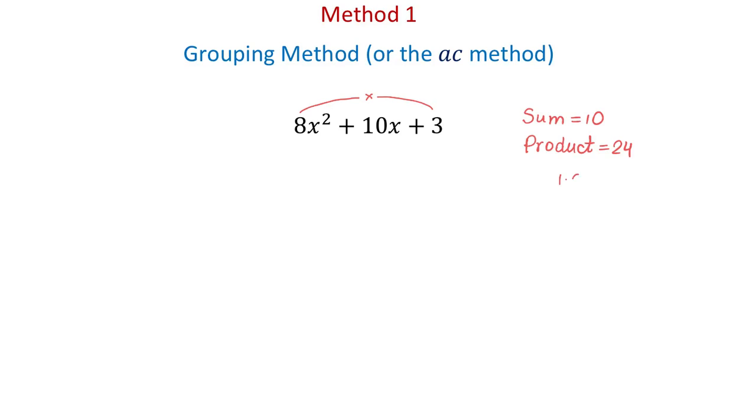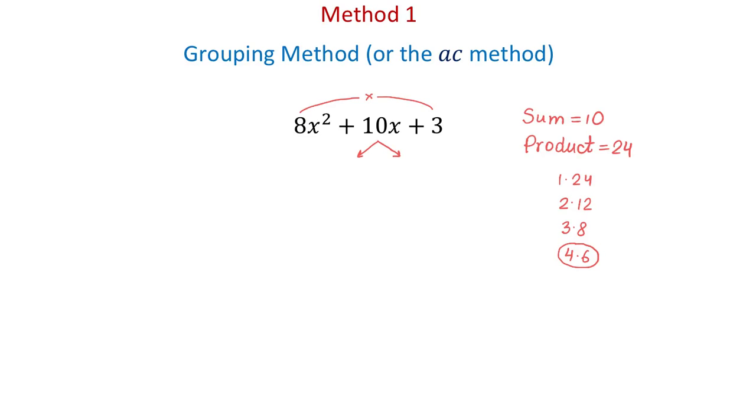Let's list all the numbers that we multiply and we get 24. 1 times 24 is 24. 2 times 12 is 24. 3 times 8 is 24. And 4 times 6 is 24. Out of all these numbers, only 4 and 6 will give us the sum of 10. So we will use these numbers 4 and 6 to split 10x into 4x and 6x.